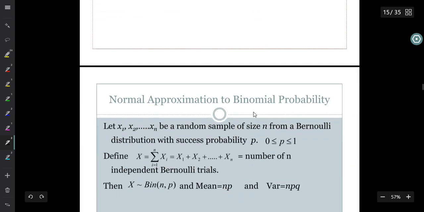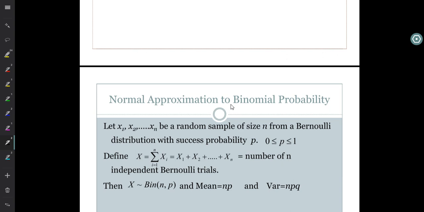Now let's look at some applications of the central limit theorem. The first one is using the normal approximation to calculate binomial probability. You know by now that the binomial distribution is a discrete distribution. Binomial random variables are discrete random variables, but the normal distribution is a continuous type of random variable. But still, we can approximate the binomial probability using the normal distribution based on the central limit theorem.